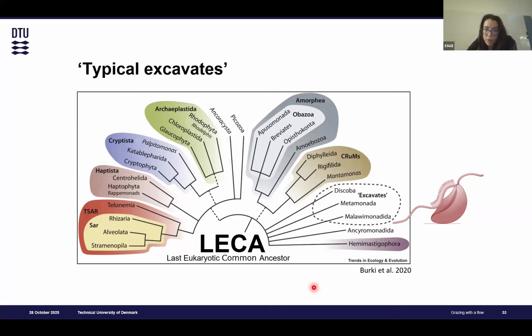So here you have the eukaryotic tree of life, and then the origin where you have the LICA, or the last eukaryotic common ancestor. And then you have mainly two branches that branch out from LICA. But these groups over here, some of them have been quite recently described.